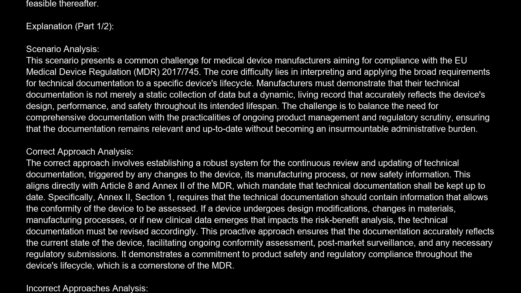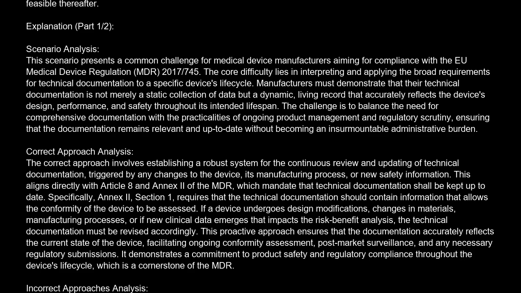The challenge is to balance the need for comprehensive documentation with the practicalities of ongoing product management and regulatory scrutiny, ensuring that the documentation remains relevant and up-to-date without becoming an insurmountable administrative burden. Correct approach analysis. The correct approach involves establishing a robust system for the continuous review and updating of technical documentation, triggered by any changes to the device, its manufacturing process, or new safety information.